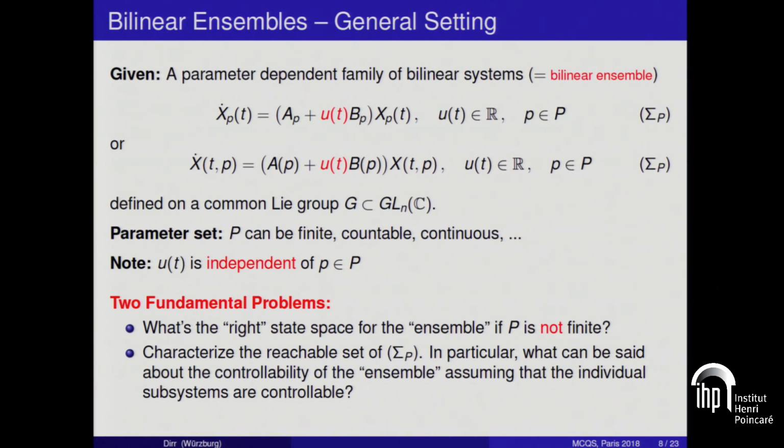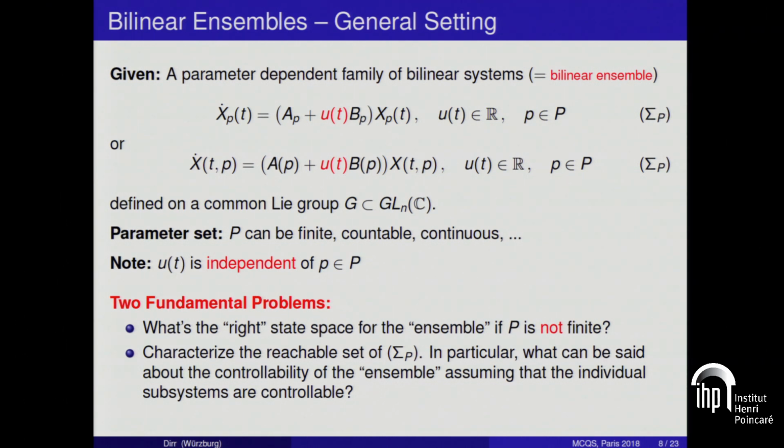You have to choose the right state space for your system. If the parameter space is finite, so you have 5 copies of your system, you will naturally choose the direct product of your state spaces, no matter whether you have 5 or any other finite number. But if your parameter space is infinite, you have a lot of different choices.